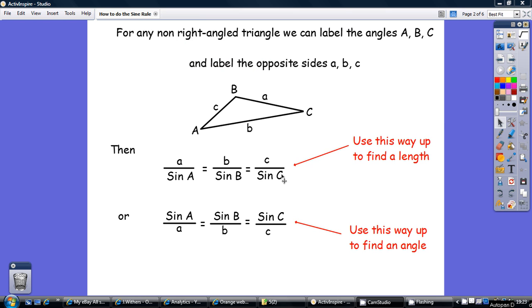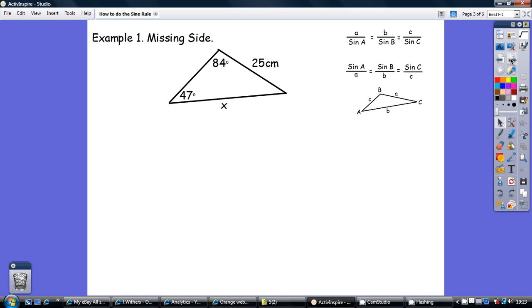Now this is the formula that you're given in the tables. You can either use it this way up with the sides on top, and that's the one to use if you're trying to find out a length of a side, or you can just reverse it over and use it this way if you're trying to find out an angle with the angle on top. So that's a good tip. It makes the rearranging much quicker. So let's have a look at a question.